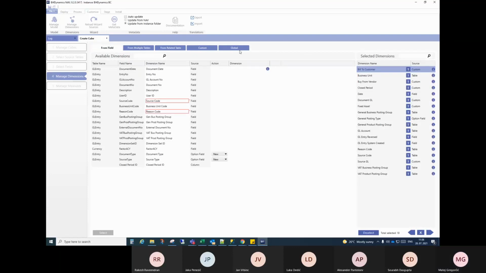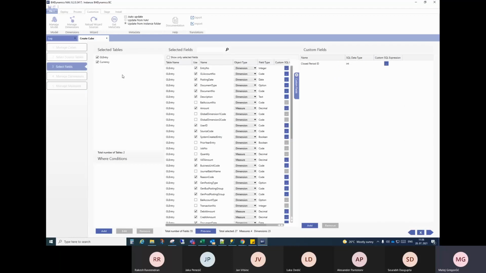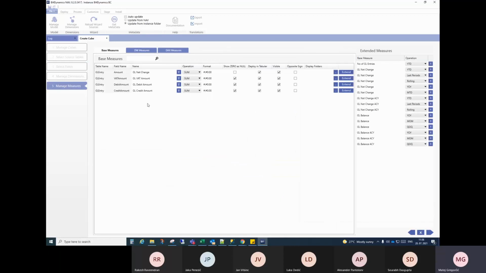Good. Okay, let's go next. And we'll talk a little bit about measures. So you know from this screen already that we selected some of the dimensions, measures, amount, VAT amount, and so on. So if I go to manage measures, they will show up here. Now we have 3 types of different measures. As an end consequence, in Excel, you won't be able to differentiate between the 3 types. They will all show as a measure.